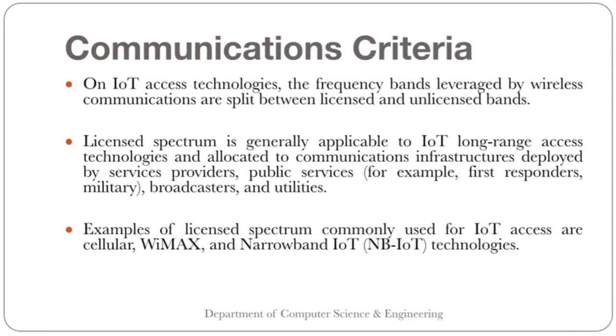So the licensed spectrum commonly used for IoT access is cellular. Okay, so we know that different companies providing cellular communication like Airtel, Jio or Docomo have purchased this particular licensed spectrum, and on that they will be sending the signals. So across cellular, WiMAX and narrowband IoT technologies, those are some of the licensed spectrum.